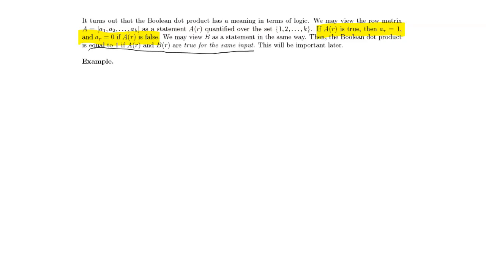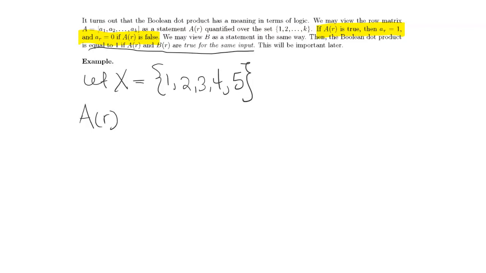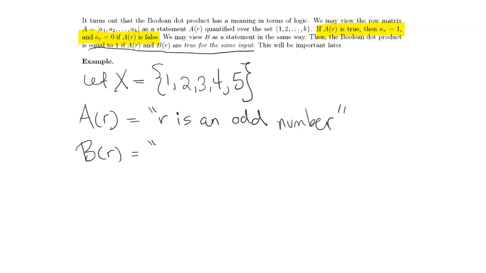So here's an example. Let's let X be the set 1, 2, 3, 4, 5. Let's let A of R be quantified over the set X, and A of R is going to be the statement R is an odd number. We're going to let B of R be the statement R is a prime number. So the matrix for A, I'm kind of abusing notation a little bit here to be calling the matrix and the statement the same thing, but that's going to be okay.